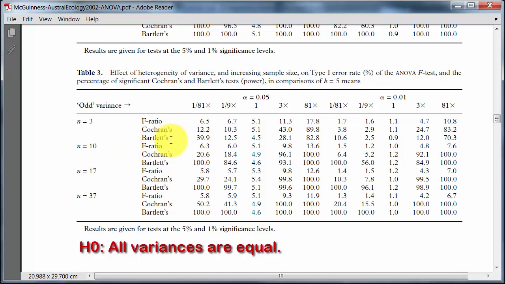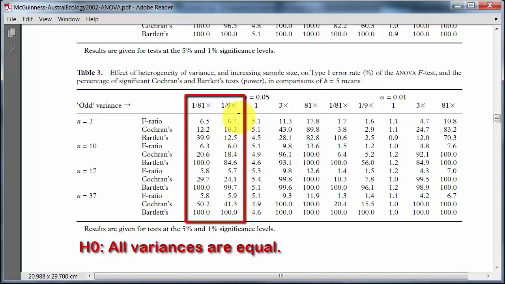Cochran's test and Bartlett's test are far more influenced by variance heterogeneity than is the analysis of variance itself. And the case is especially severe when one of the variances is very small, especially for Bartlett's test. Bartlett's test says pretty much there's a problem all the time. Cochran's test says there's a problem some of the time, but look at the F ratio.